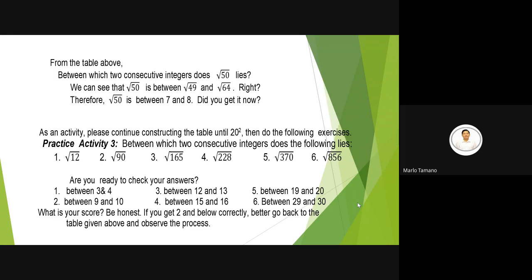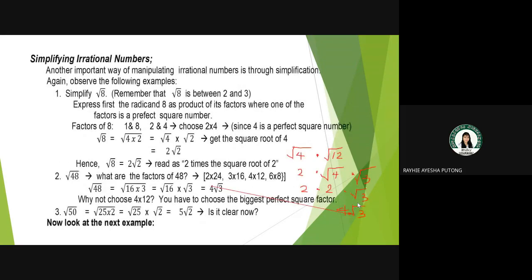Now, if you get 2 and below correctly, better go back to the table given above and observe the process. Okay po? Naiintindihan ba? Naintindihan po, sir.